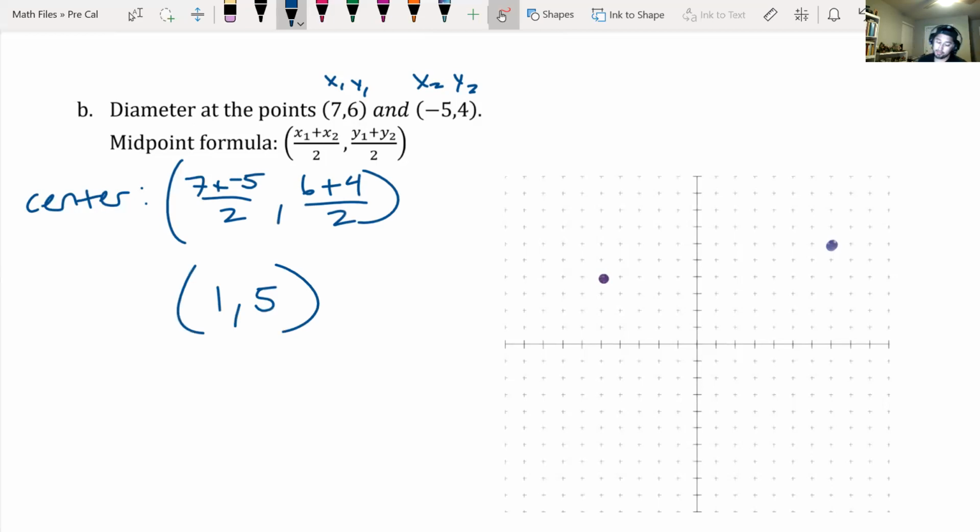Perfect. So let's plot the center then. (1, 5). 1, 1, 2, 3, 4, 5. Okay, so we have the center now, but what we need to figure out next is what piece are we missing? The radius. Good.